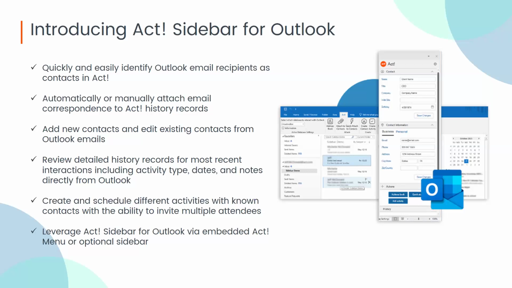I'm going to show you how to see contacts from Outlook as you're reading their emails. You'll see your ACT contacts and their information listed on the screen. You'll be able to continue to automatically or manually attach any emails as history records to your ACT contacts. As you're reading emails, maybe you get an email from somebody who's not yet in your ACT database or your ACT account. You can quickly and easily add them as new contacts in your ACT database from an Outlook email. We'll be able to look at history records for your contacts, schedule activities. There's a lot of things we're going to look at today.